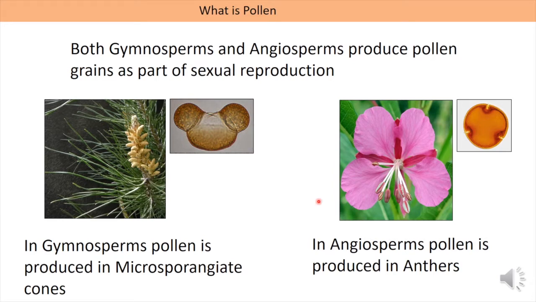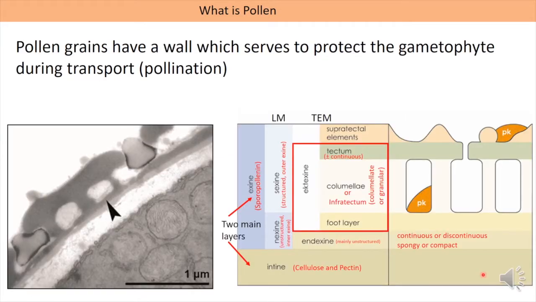In angiosperms, pollen is produced in anthers that are part of flowers. Most angiosperms are either wind-pollinated, animal-pollinated, or both. As an example, we see here a triaperturate Tilia pollen. What is important to know is that pollen grains have a wall which serves to protect the gametophyte during transport.